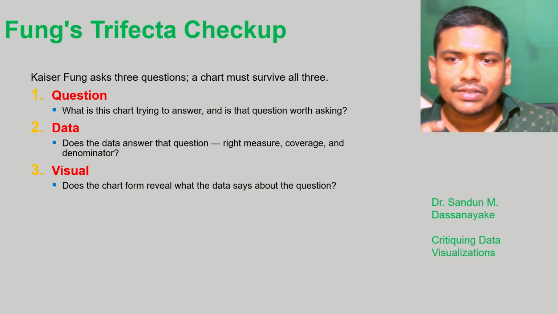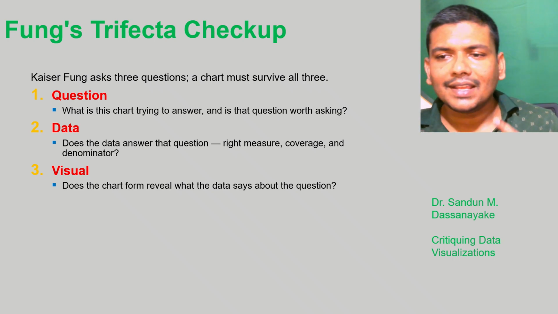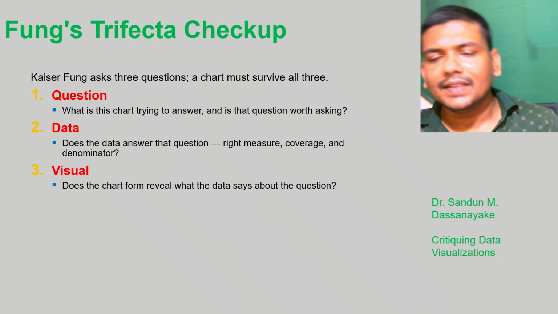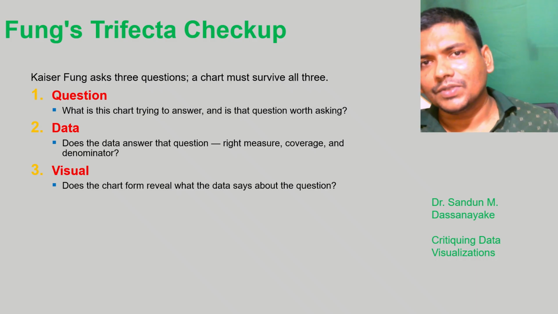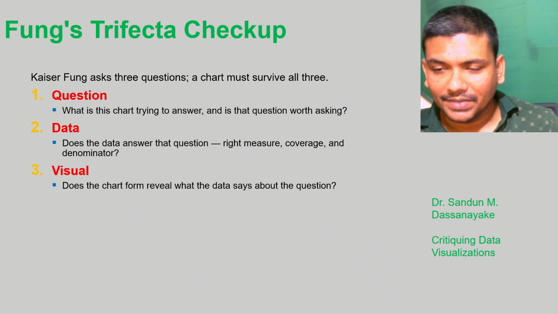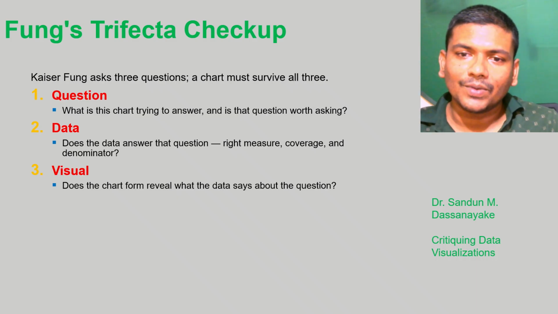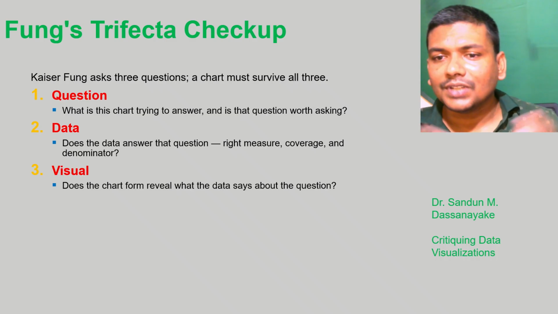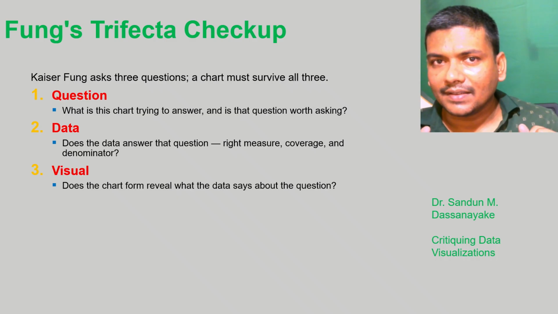The reason to keep these separate is that they need different fixes. A design problem is an afternoon's work. A data problem means going back for different data, and no chart type will save you in that sense.